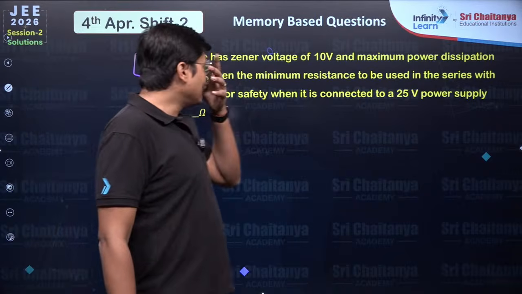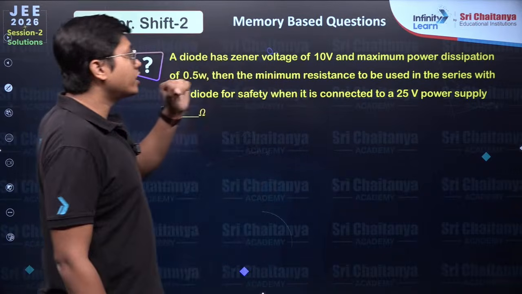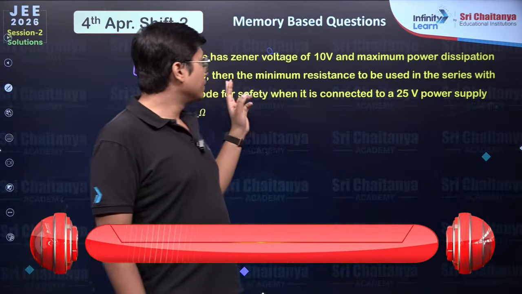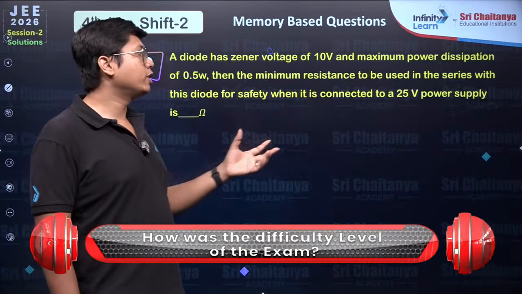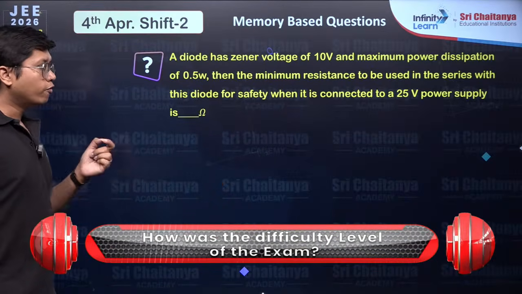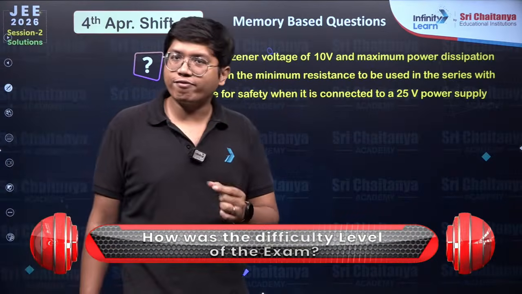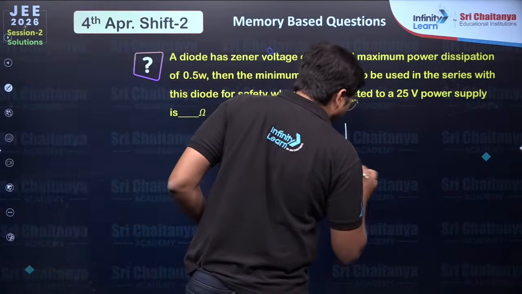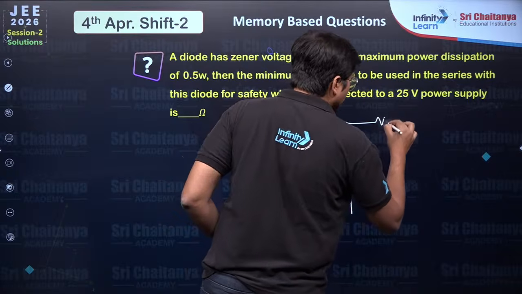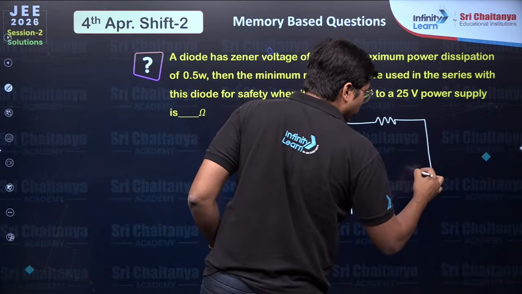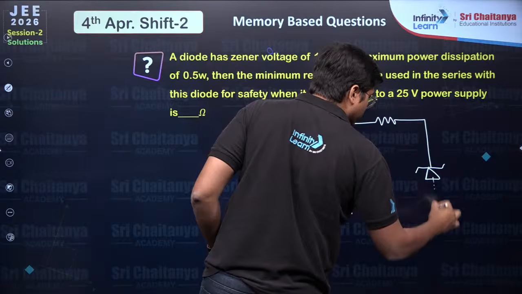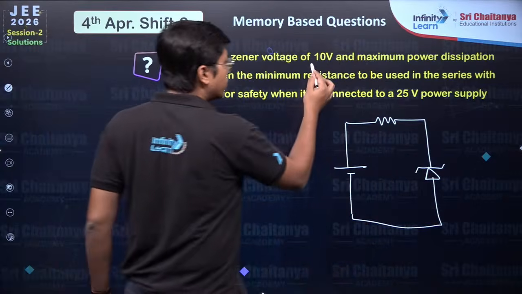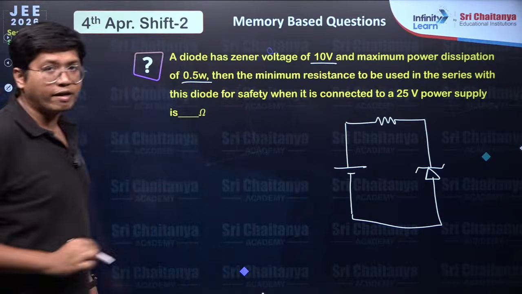Next comes a Zener diode has a Zener voltage 10 volt, maximum power dissipation of 0.5 watts. Then the minimum resistance to be used in series with this diode for safety when it is connected to a 25 volt power supply, right? So over here we have a 25 volt power supply. This is the resistance I want, and over here I have the Zener, right?